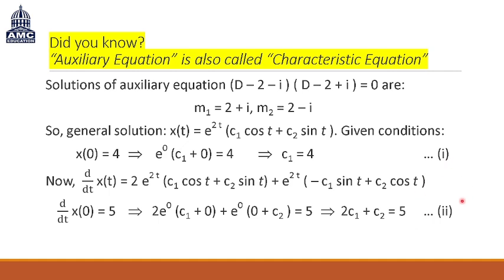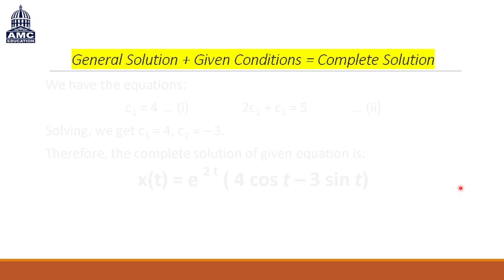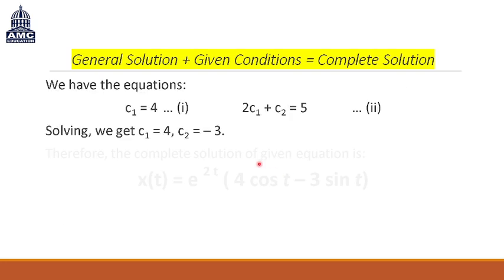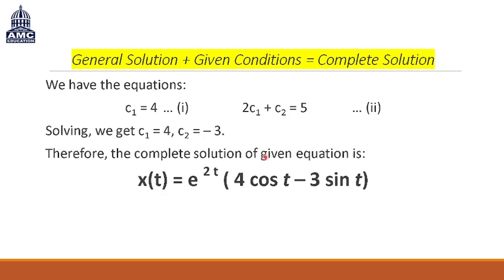So we substitute c1 equal to 4 in the second equation, and we get that c1 is equal to 4 and c2 is equal to negative 3. Therefore, the complete solution of the equation will be e power alpha t multiplied by c1 times cosine of beta t plus c2 times sine of beta t. So beta is 1, alpha is 2, c1 is 4, and c2 is negative 3. So basically, the solution of the given differential equation is e power 2t multiplied by 4 cosine t minus 3 sine t.